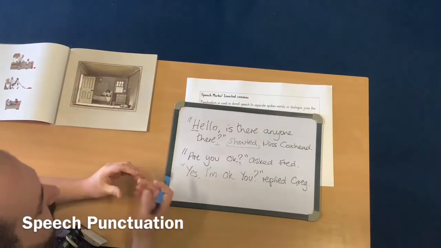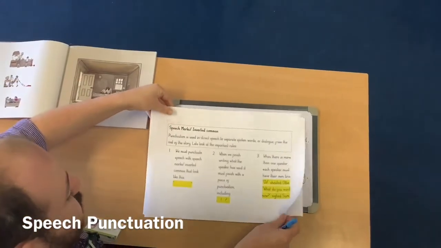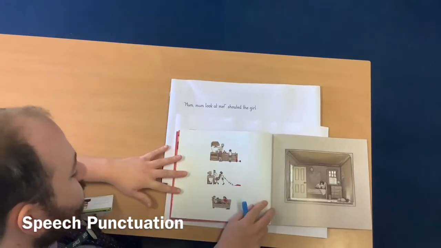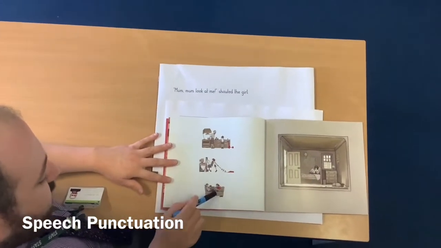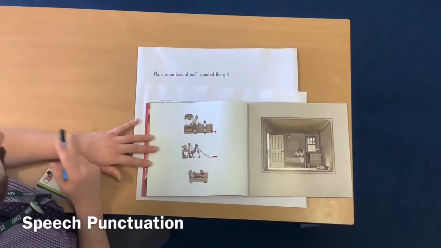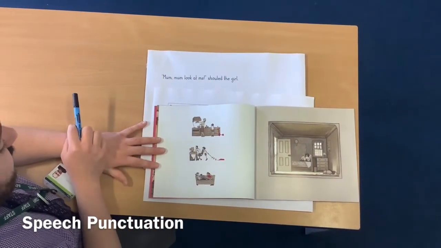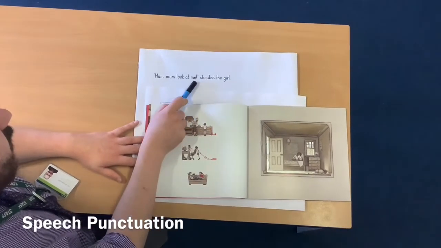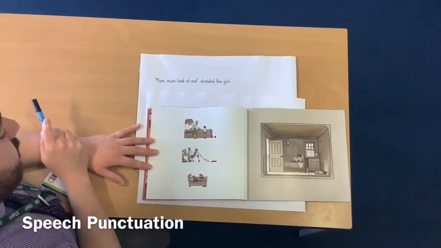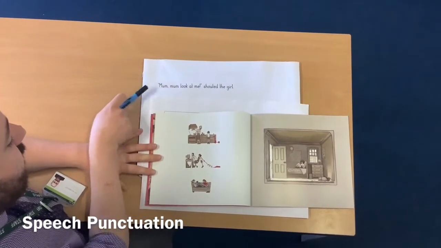So what does it look like when we're thinking about the picture that we're looking at this week? Here's some for you. Here's the picture. Can you see? There are three separate parts for this one. So I've gone ahead and written some sentences. "Mum, look at me," shouted the girl. And as you can see, she shouted, and therefore I've put an exclamation mark in just before our inverted commas ends. And at the beginning of this piece of speech, we've got our inverted commas and our capital letter.